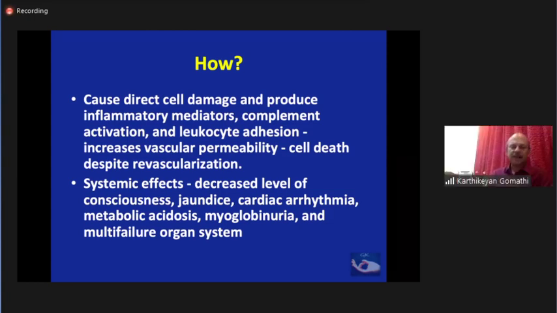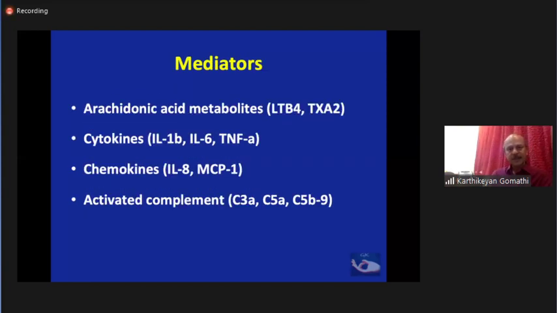Now, how does that happen? The ischemia causes direct cell damage and produces inflammatory mediators, and it can also cause systemic effects. Once you get the blood flowing into the amputated hand or part again, there may be systemic effects like decreased level of consciousness, jaundice, cardiac arrhythmias, myoglobinuria, and multi-organ failure. What are the mediators of this? How does it actually occur?